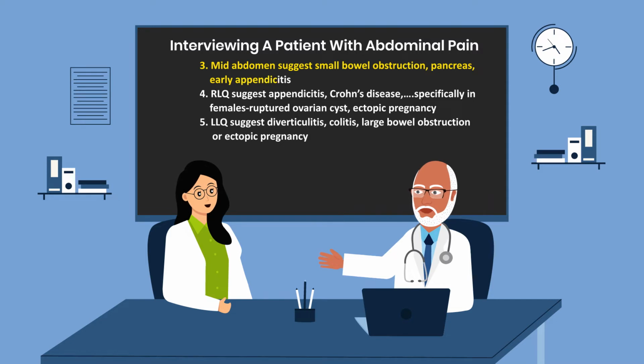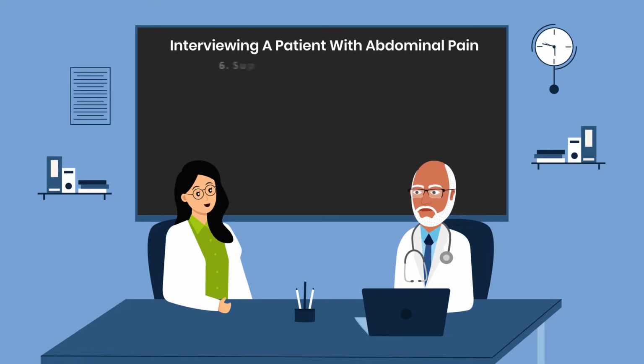Right lower quadrant suggests appendicitis, Crohn's disease. Now, specifically in females, it would suggest ruptured ovarian cyst, or ectopic pregnancy. Left lower quadrant suggests diverticulitis in persons over 50, colitis, large bowel obstruction, or in a female of childbearing age, ectopic pregnancy. And suprapubic suggests cystitis and genital problems in both male and female.